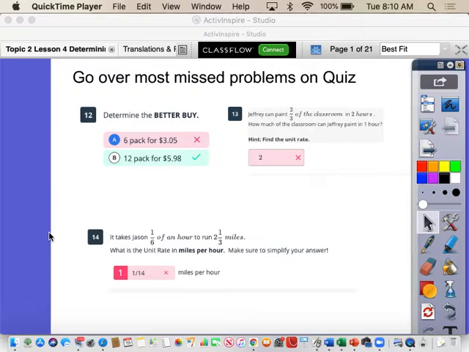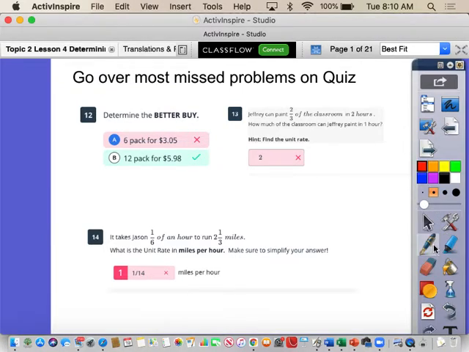Do I need to take my money first and then the units, or units divided by money? Money always comes first. So we would do $3.05 divided by 6, and $5.98 divided by 12. All right, can somebody divide that in your calculator for me? $3.05 divided by 6. I know you probably don't remember off the top of your head what you got last time.